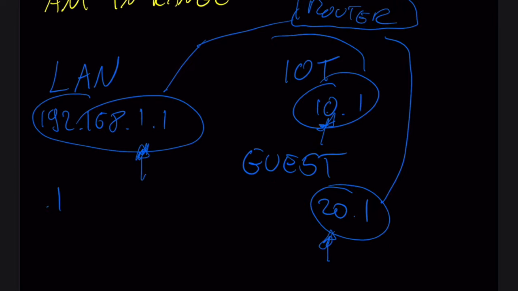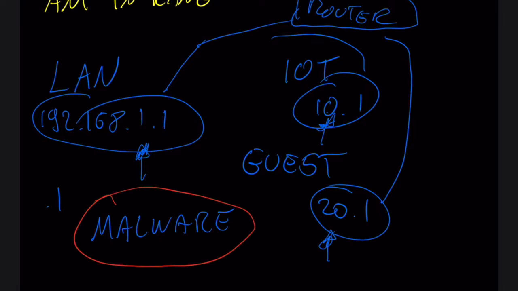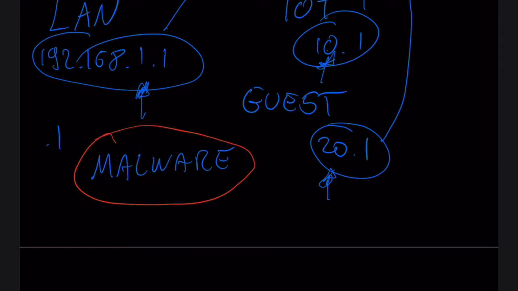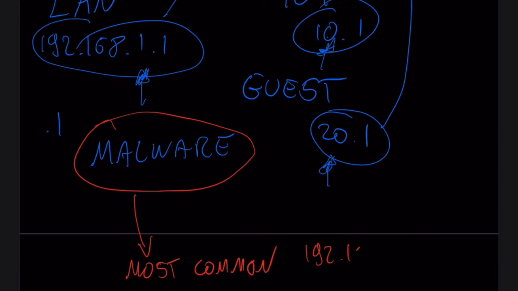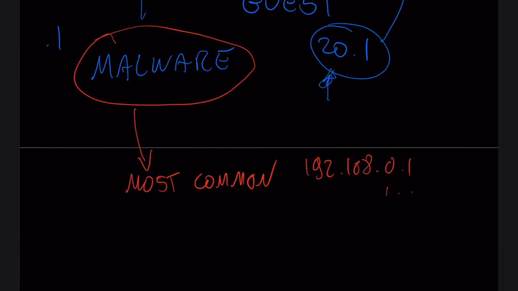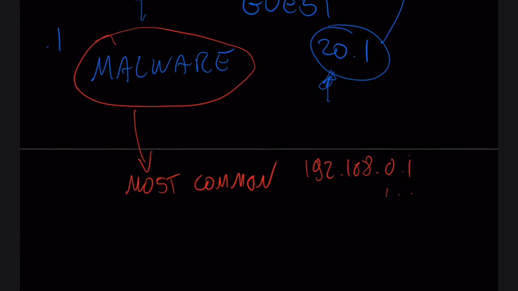Now the convention is to use .1, but as that is the convention and the default that you get out of the box, a lot of malware, which is software for bad purposes, like viruses and things like that, will target it. If they're trying to target a network, the simplistic ones will go with the most common addresses. So if you're trying to attack the router, it probably will go on 192.168.0.1 or .1.1. And these are the most common ones. So if you pick anything apart from .1 as your default gateway, you're immediately increasing your security.